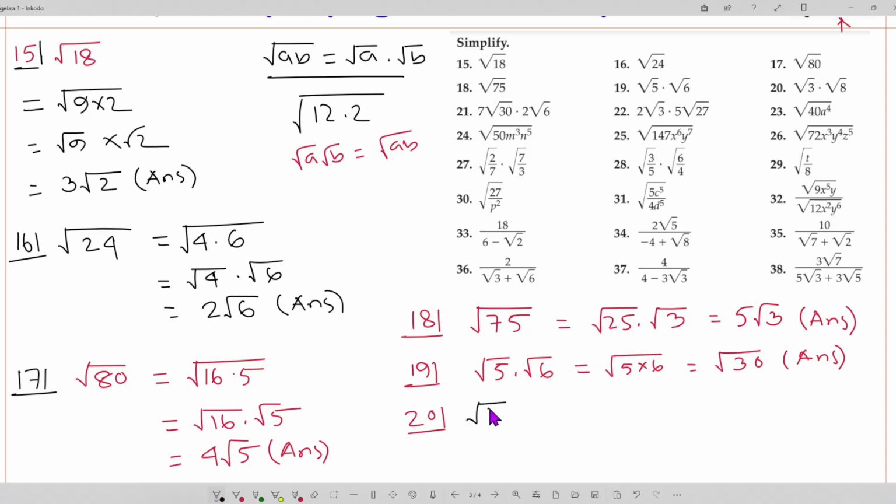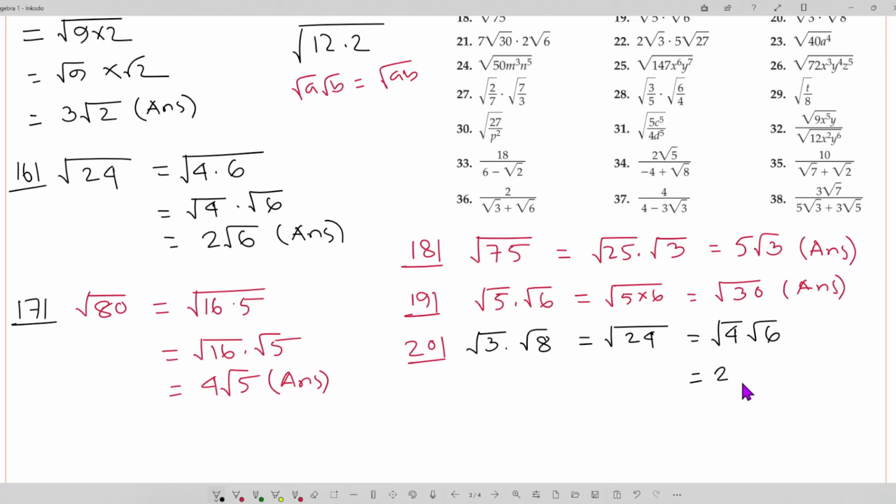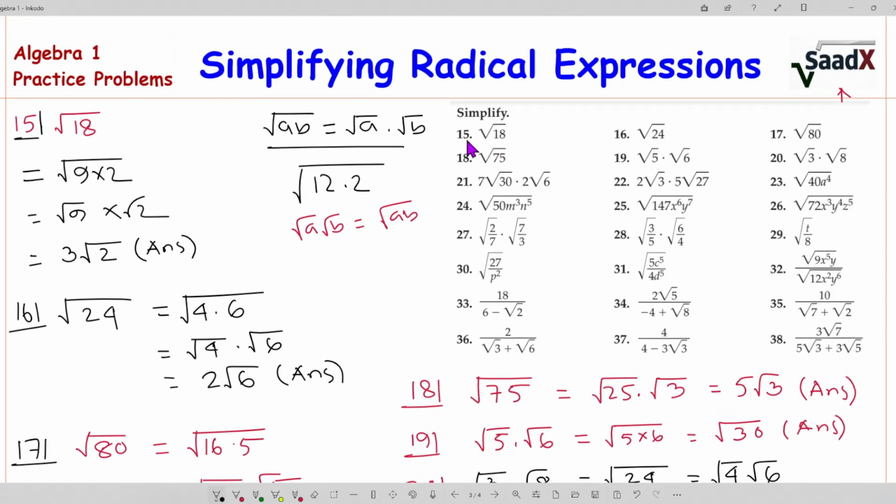Here is root 3 times root 8. So what can we do? This one we can write first root 24, right? Now this one we can segregate like root 4 times root 6. Okay, so root 4 means 2 and root 6 is our answer. So till now we have completed 15, 16, 17, 18, 19, 20. Up to 20 we already completed. So this video we will try to solve some more.